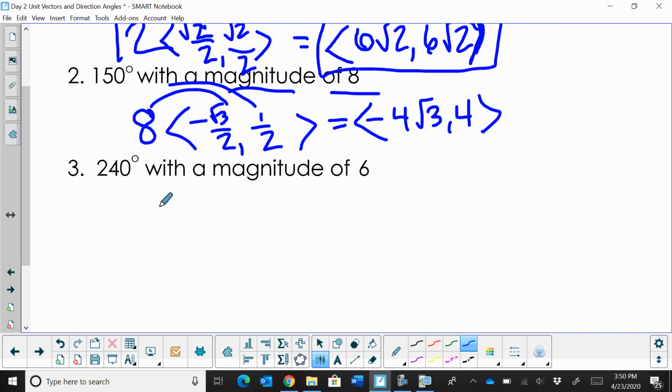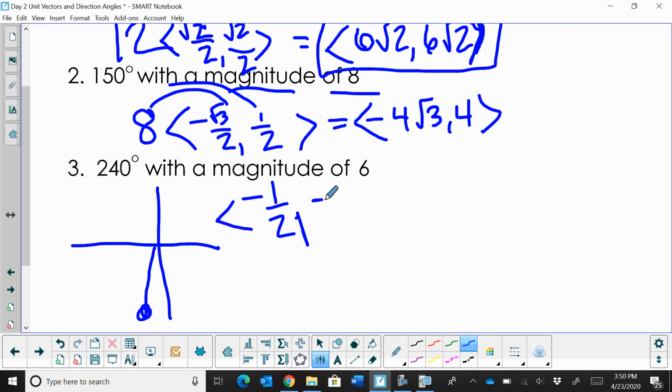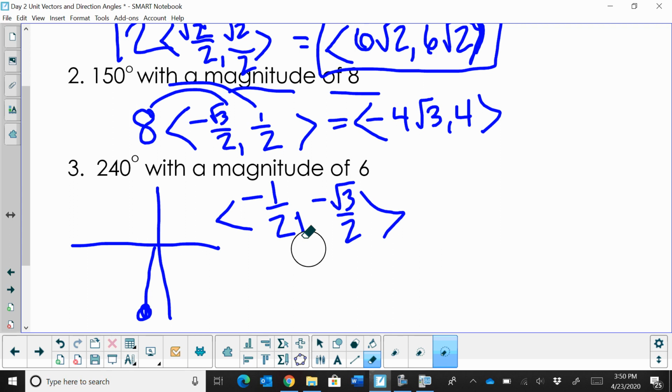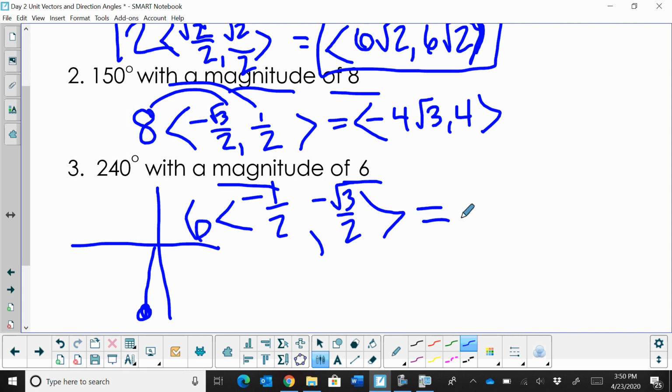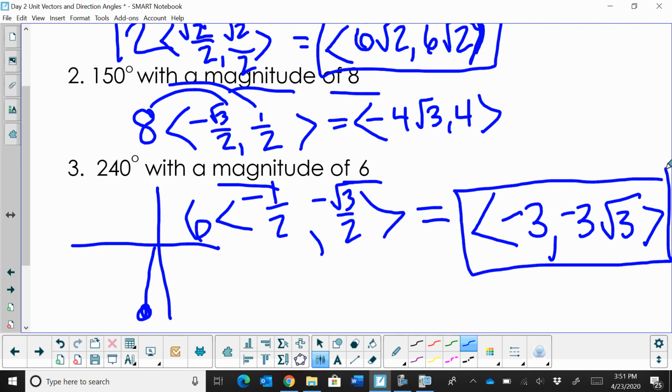Okay, how about 240? Well, 240 is that last position right before we get to the negative y direction. So that's going to give us what? Negative 1/2 as a vector and negative root 3 over 2. That is the unit vector, or the position on the unit circle, which is a unit vector. Okay, and we're going to multiply it by a magnitude of 6. So let's multiply by the scalar 6, and that's going to give me the vector negative 3 and negative 3 root 3. And there's the answer to that third one.